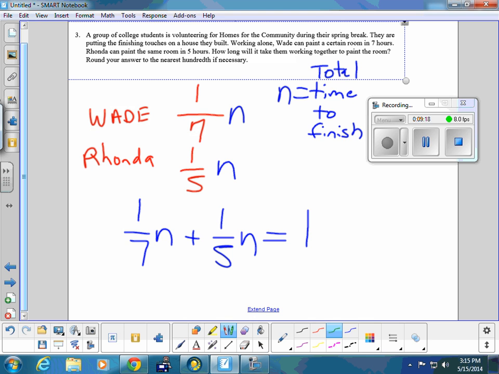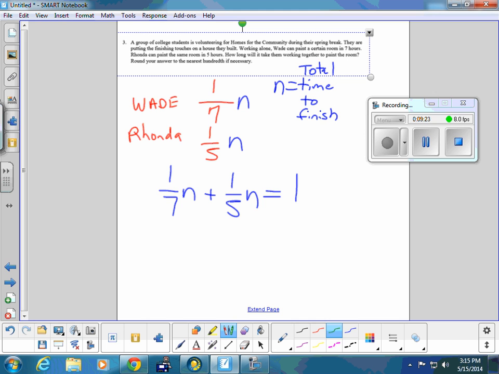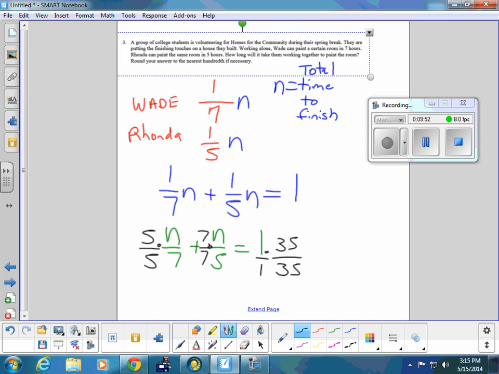Okay, so we're going to do the same thing as we learned at the beginning of the week here. We need a common denominator. So we'll have n over 7 plus n over 5 equals 1. The common denominator is 35. So we're going to have 5 over 5 times that side, and 7 over 7 times this side, and that's going to give us 35 over 35, or the 1 times the 1.